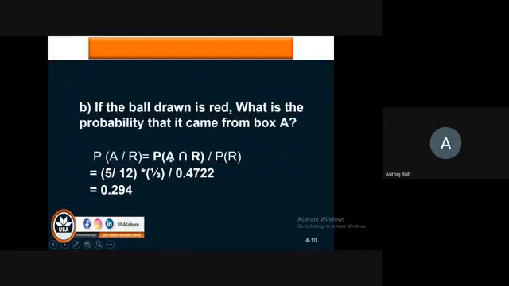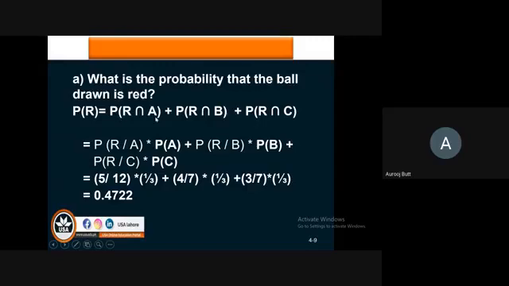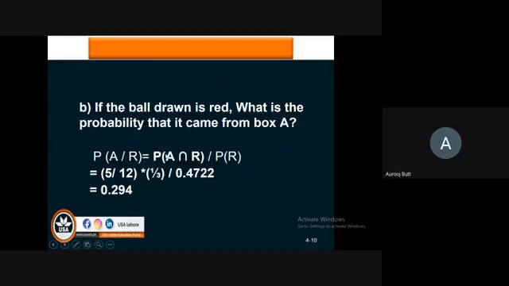So this case is just the same as this one. That means ये जो आपका part है इसमें और उसमें कोई difference नहीं है, because A intersection R or R intersection A makes no difference. So you have 5 by 12 into 1 by 3 equal to probability of R given A into probability of A. And the same is the case over here: A intersection R is equal to 5 by 12 into 1 by 3. So simply by taking the ratio of both of these probabilities, you'll get the answer 0.294. So there is a 29.4% chance that the ball selected is red in color and it came from box A.